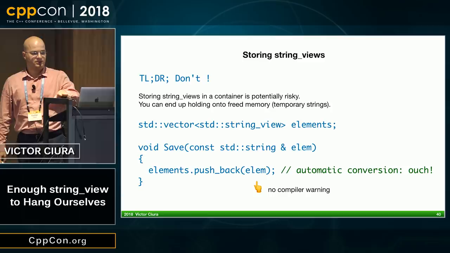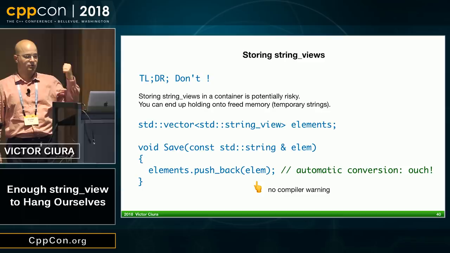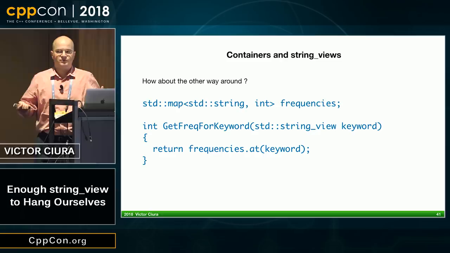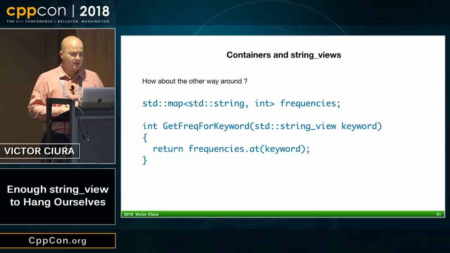This is done via an automatic conversion because of the constructors we previously saw. And we get no compiler warning here. And basically we end up storing a dangling reference to some string that might go out of scope of the application. What about the other way around?